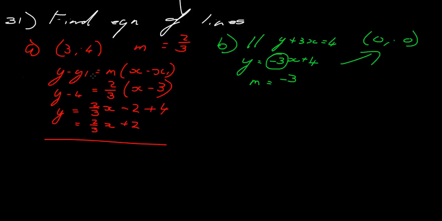So we're going to do the exact same thing as here. We've got a gradient and a point, so we use point gradient form. y minus y1 equals m into x minus x1.